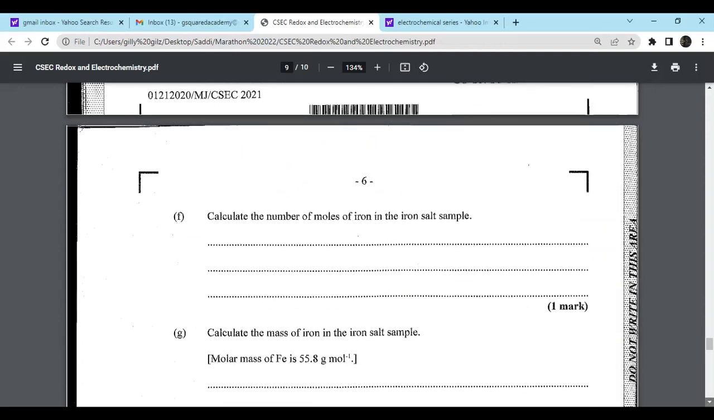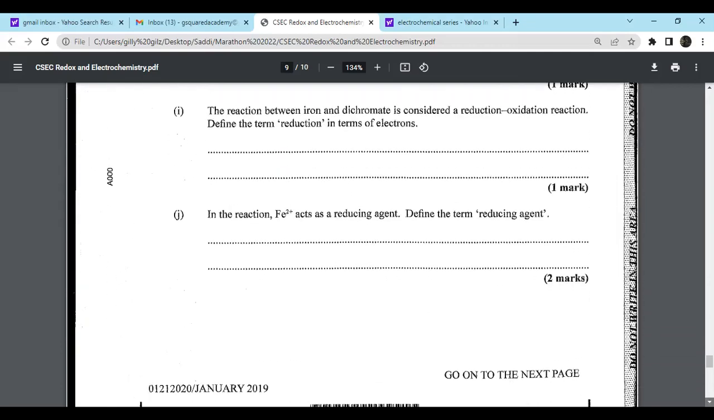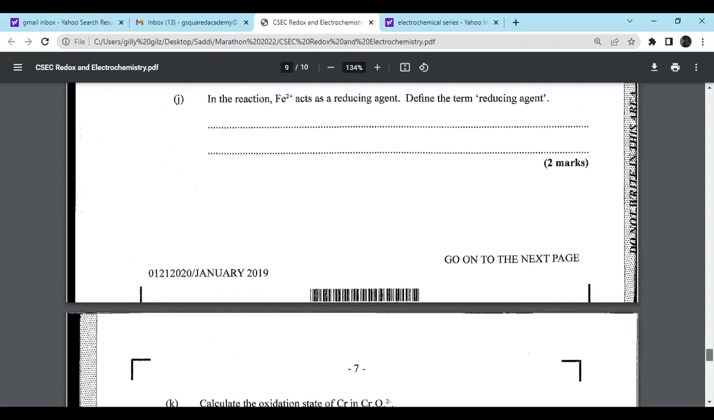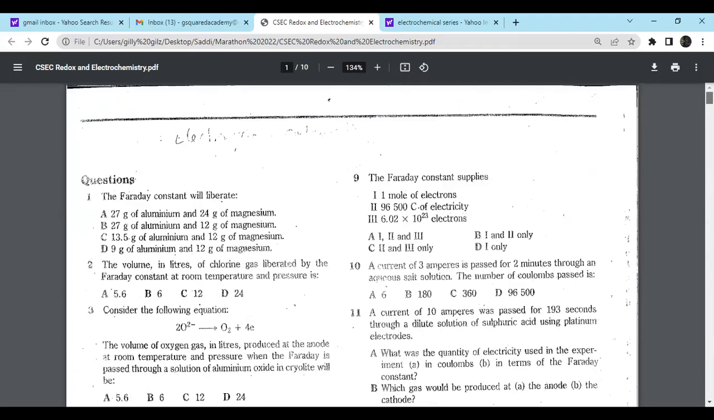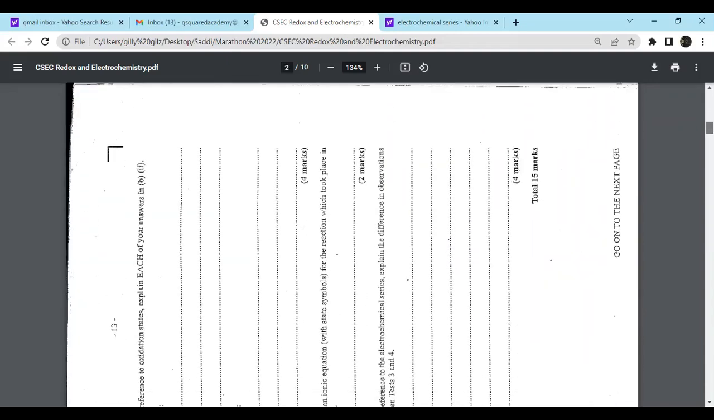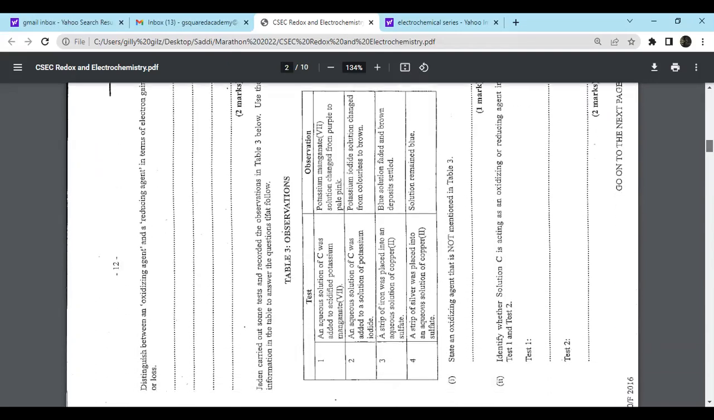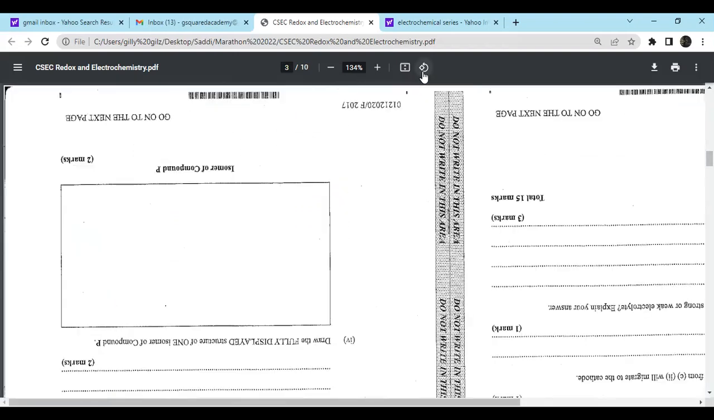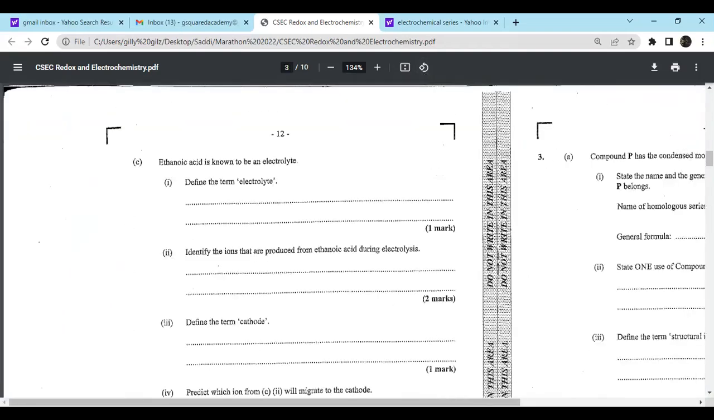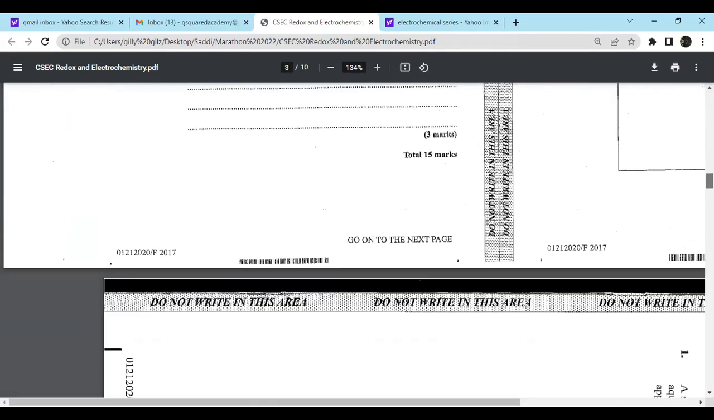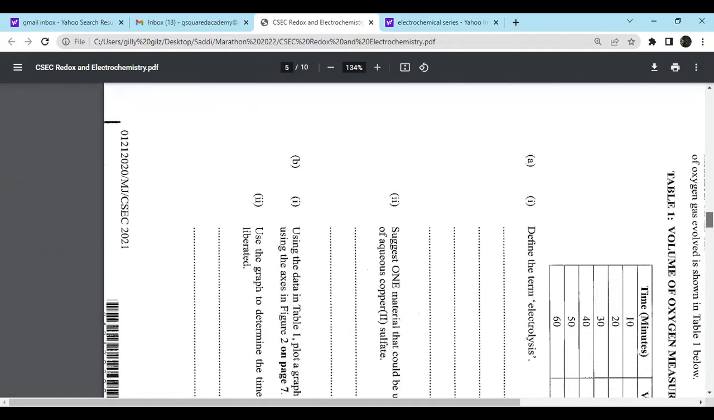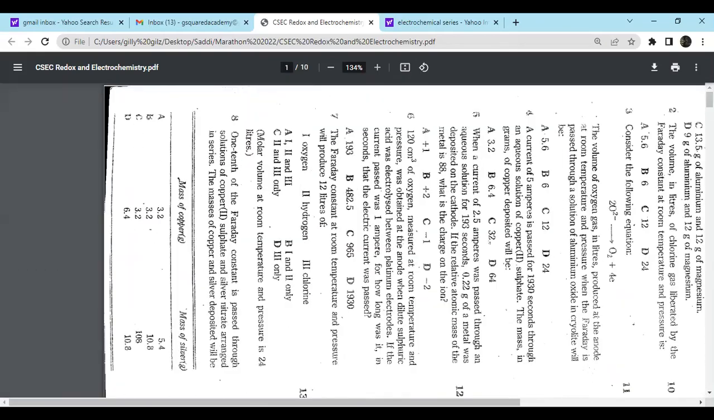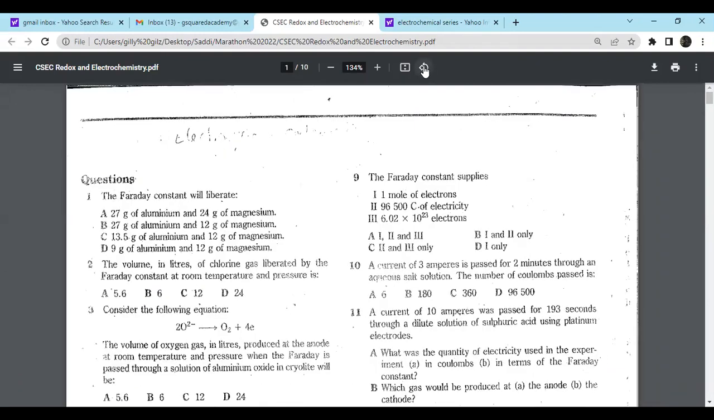Calculate the number of moles of iron in the iron. Okay, nope. Okay, so we go back up a bit. I think we did this already. We did that already. Okay, so we did all of that already. Let's look at this page.